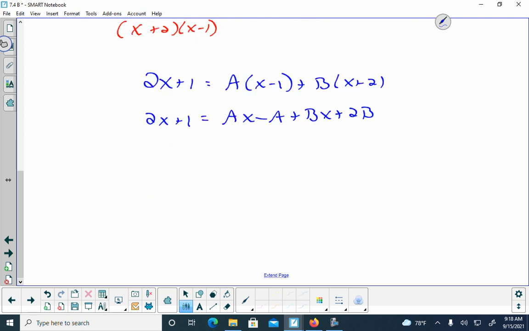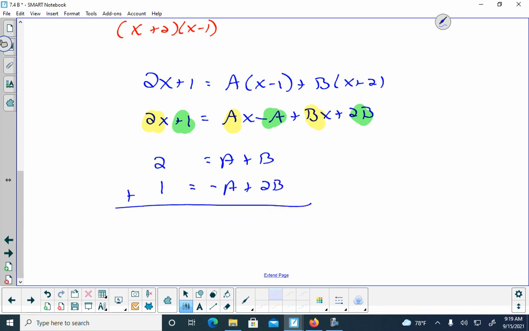So my a plus b is equal to my coefficient of x, which is 2. And I can highlight that if you like. And then my constants are 1, negative a, and that. So when I do that, I'm going to have 1 is equal to negative a plus 2b. Now this will be a simple elimination problem. I'm going to have 3 is equal to 3b, which means b is equal to 1.